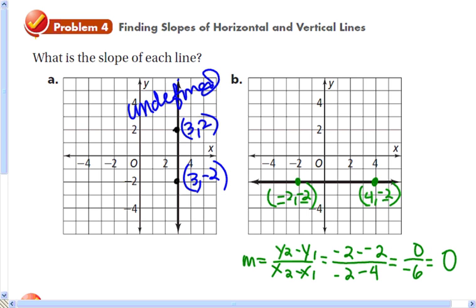And so the slope of a horizontal line is 0. That kind of makes sense because we're really on flat ground here. So we're not going up, we're not going down. There's 0 slope.